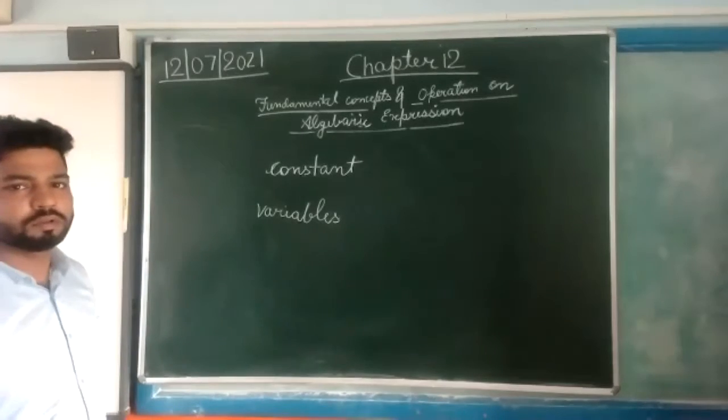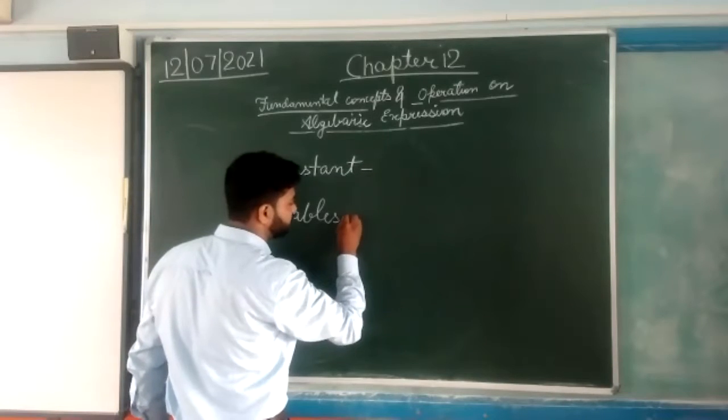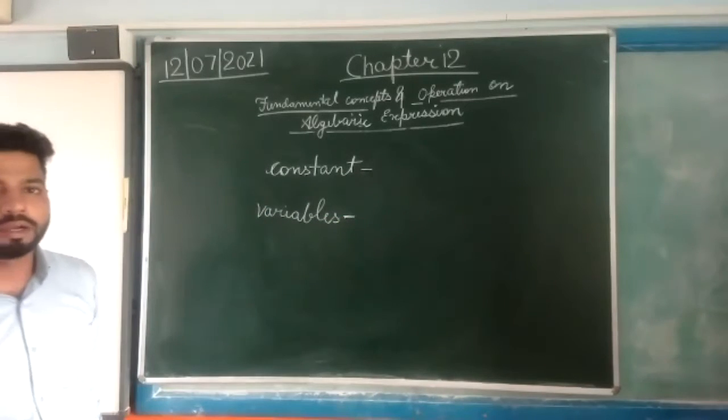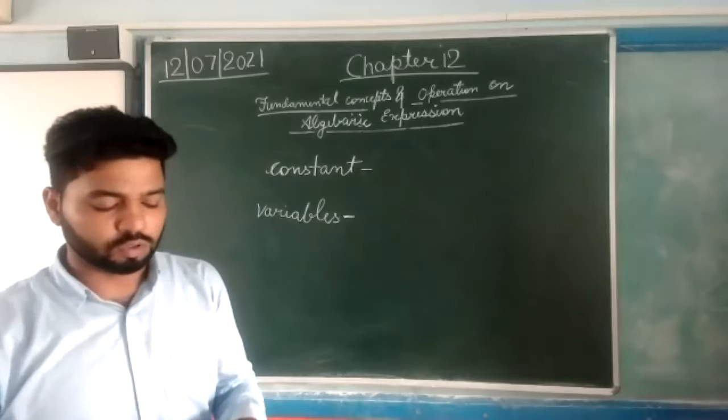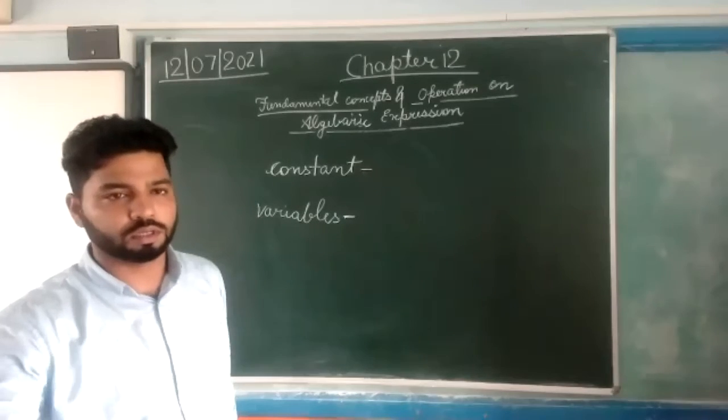Look at here, everyone. So, what is constant and what is variable? Look at the difference between this. Constant: a symbol having a fixed number value is called a constant.